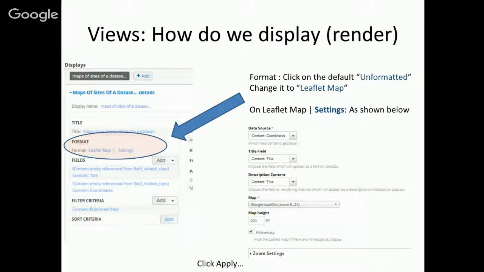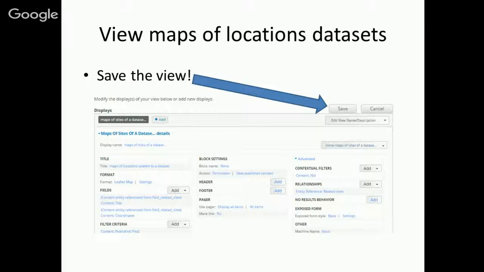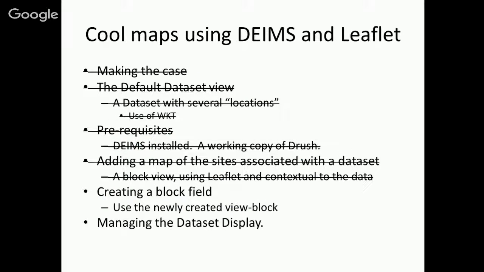Once you have specified the settings as I show you in this slide for the leaflet map, all you need to do is save the view. At the top right, you'll see a save button. Don't forget to save it. All right, so we have already seen how to add a view that takes an argument from the context of the page, and furthermore, it only shows research sites that are related to a given data set, and it renders them as a leaflet map.